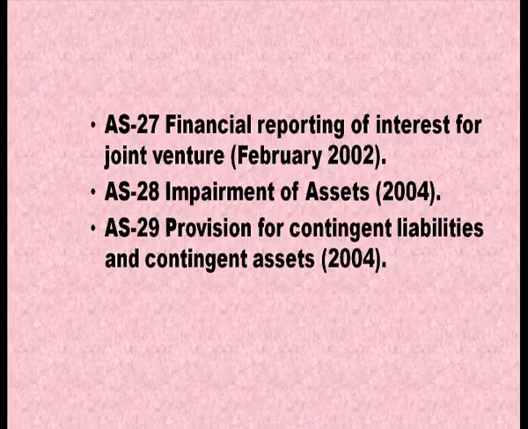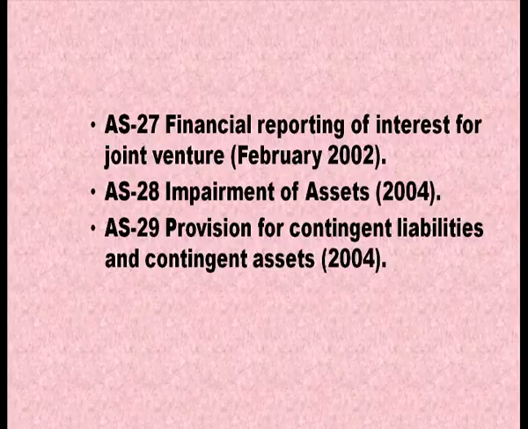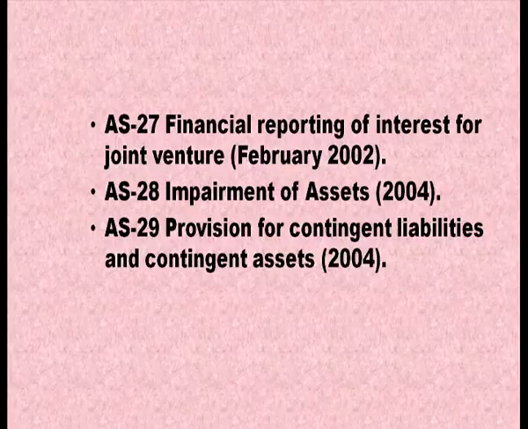Accounting Standard 27 is financial reporting of interests in joint ventures. AS 28 deals with impairment of assets. Accounting Standard 29 is about provisions for contingent liabilities and contingent assets.